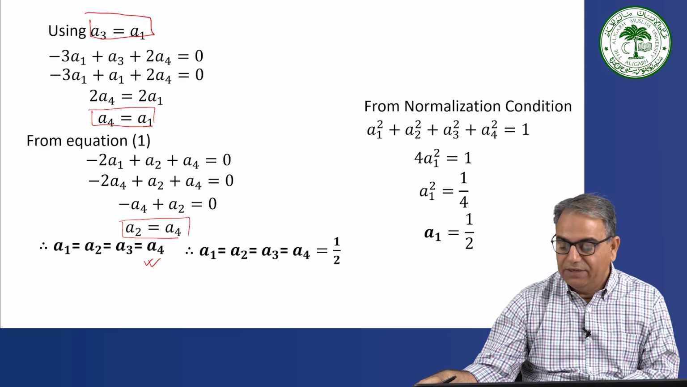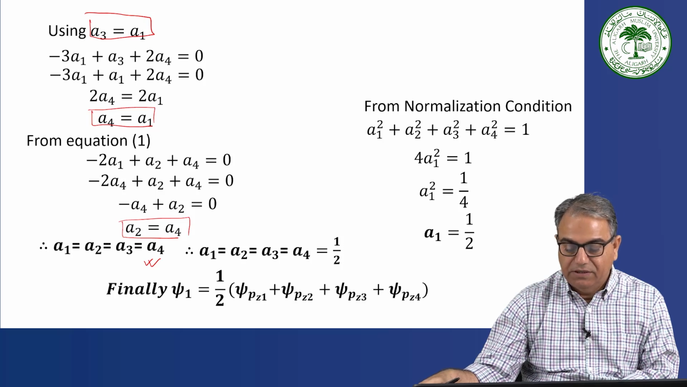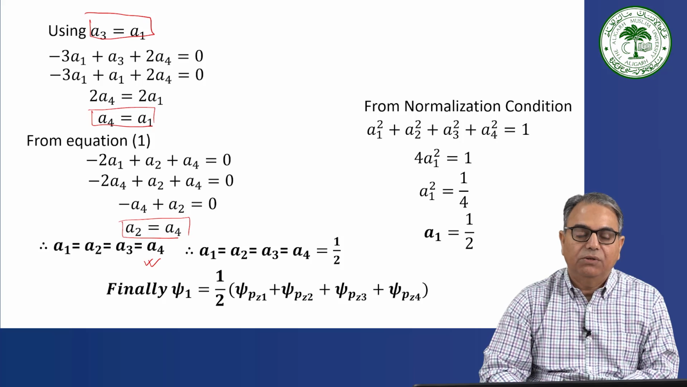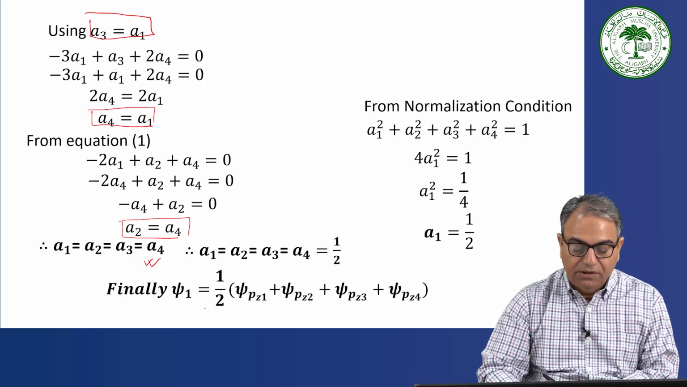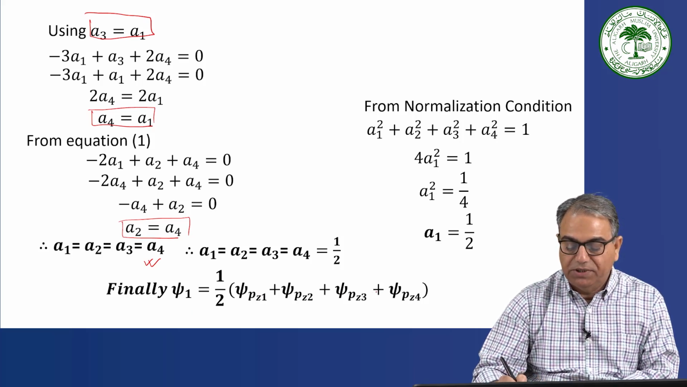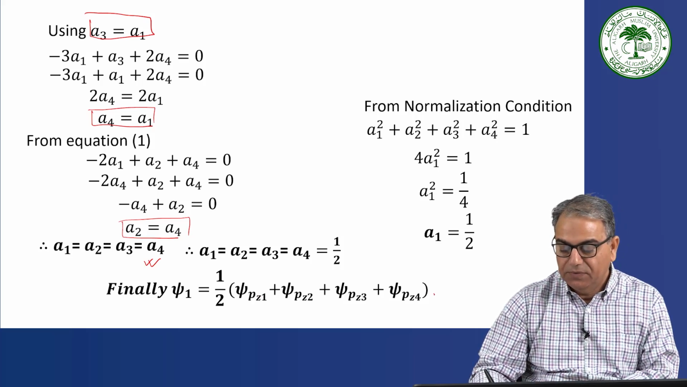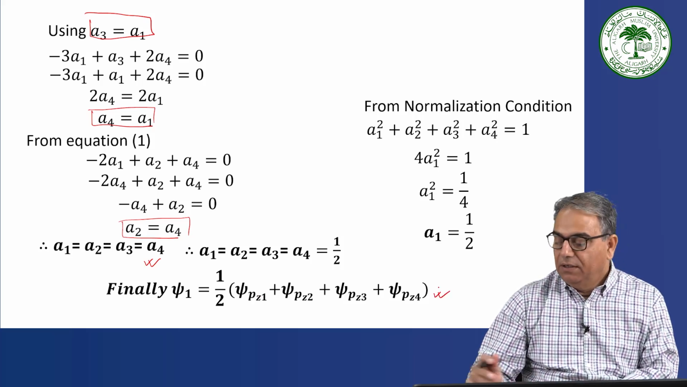And with this, what you can write is the wave function, the eigenfunction for the bonding molecular orbital psi 1, is equal to 1 by 2 times p1 plus p2 plus p3 plus p4. So the first wave function we obtained.